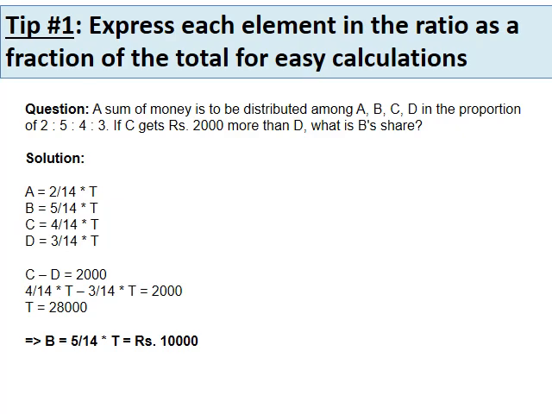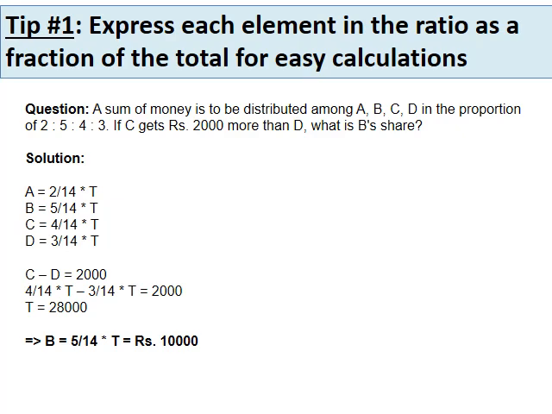Now, the surplus between C and D can be expressed as C minus D is equal to 2,000. Here, we replace C and D with their fractional values and solve for T. 4 upon 14 into T minus 3 upon 14 into T is equal to 2,000. Thus, T is equal to 28,000.